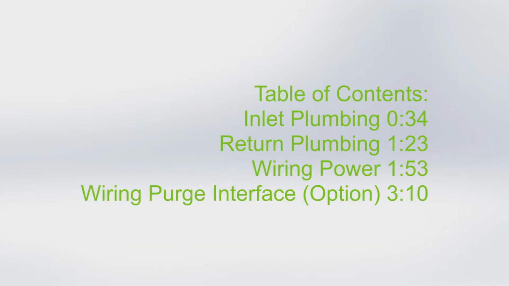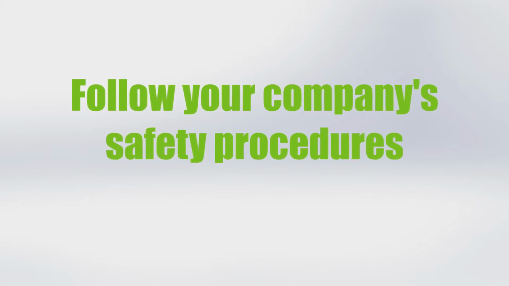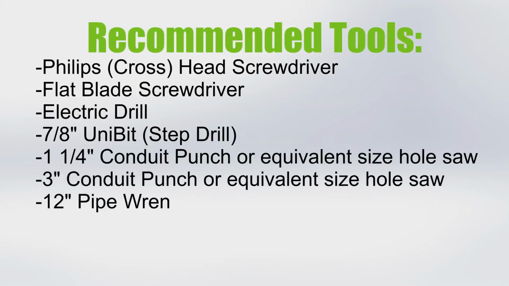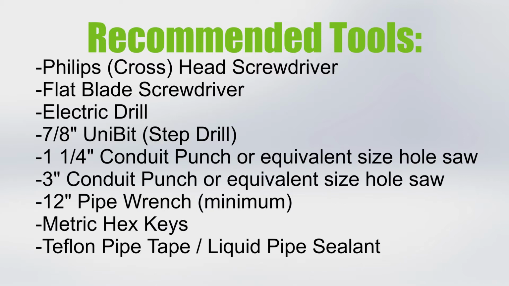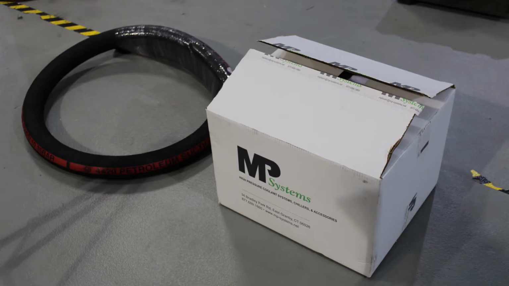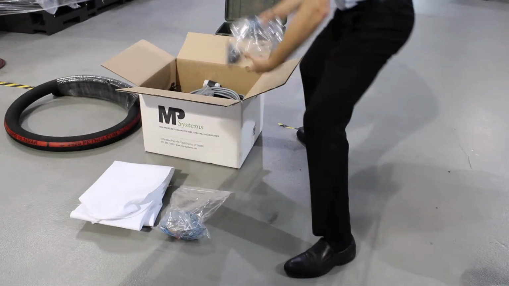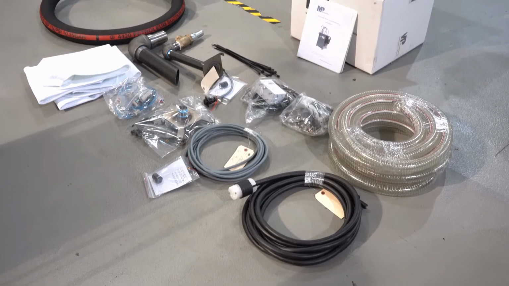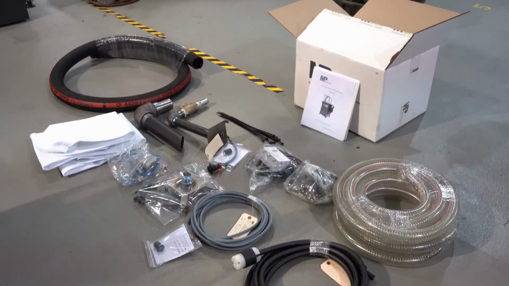Here is a table of contents for this video. Be sure to follow your company's safety procedures. Here are some tools we would recommend to have handy for this install. MP Systems provides a full installation kit with every Purge. The kit contains everything that you'll need for a generic installation, like hoses, cables, dip tubes, wiring, and electrical components.